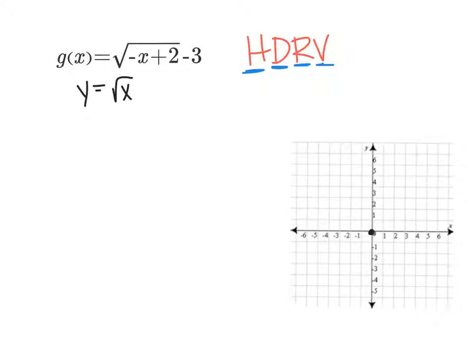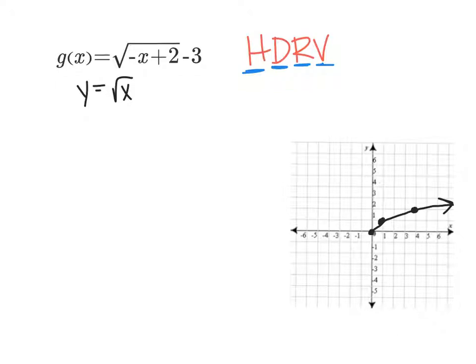If I take the square root of 0, it's 0. If I take the square root of 1, it's 1. And if I take the square root of 4, it's 2. Those are all the easy perfect squares that I can fit on this graph. If you're uncomfortable doing that off the top of your head, you could always put that in your calculator and look at the table to generate some values.